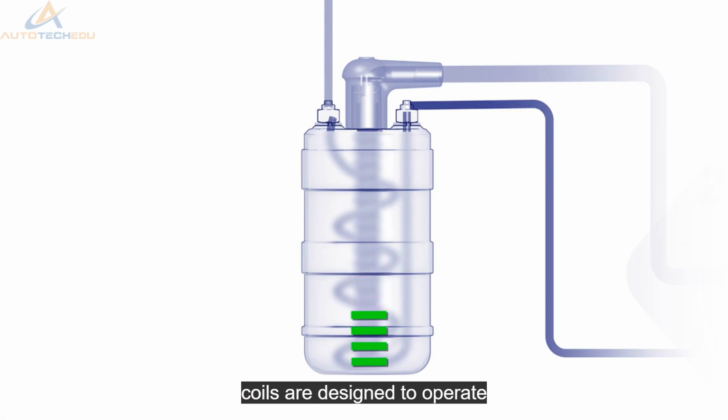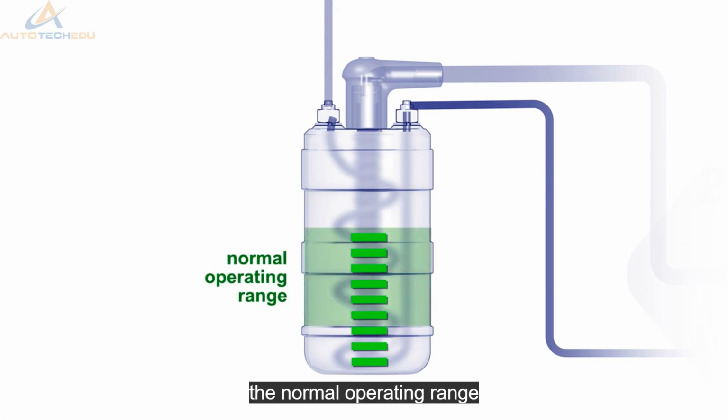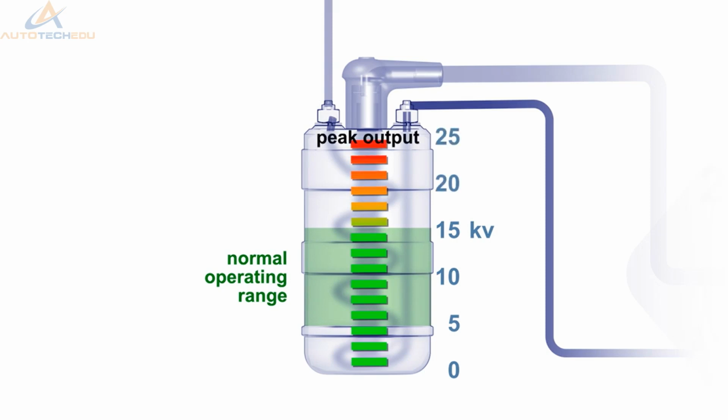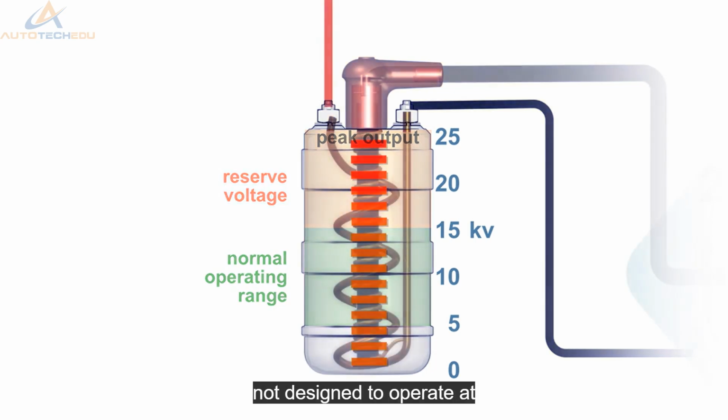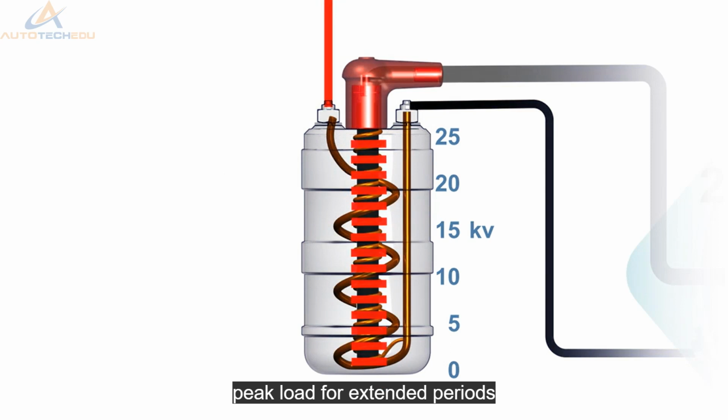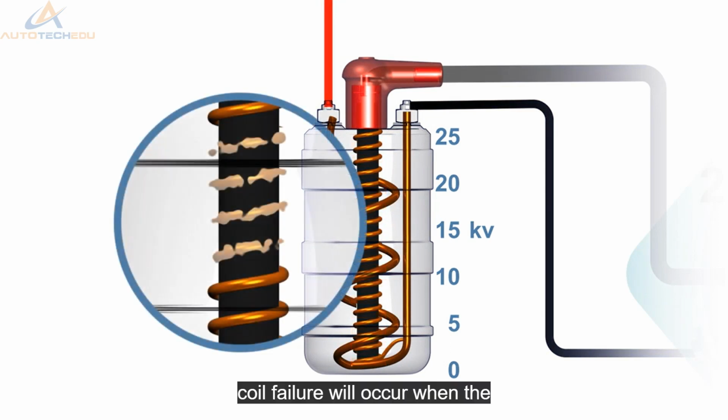All ignition coils are designed to operate well below their peak output. The normal operating range for an ignition coil may be between 5 and 15 kilovolts, with a peak output of around 25 kilovolts. This means we have a reserve voltage of around 10 kilovolts. This is needed for when a sudden change in cylinder pressure requires a momentary increase in coil output. Ignition coils are not designed to operate at peak load for extended periods. Coil failure will occur.